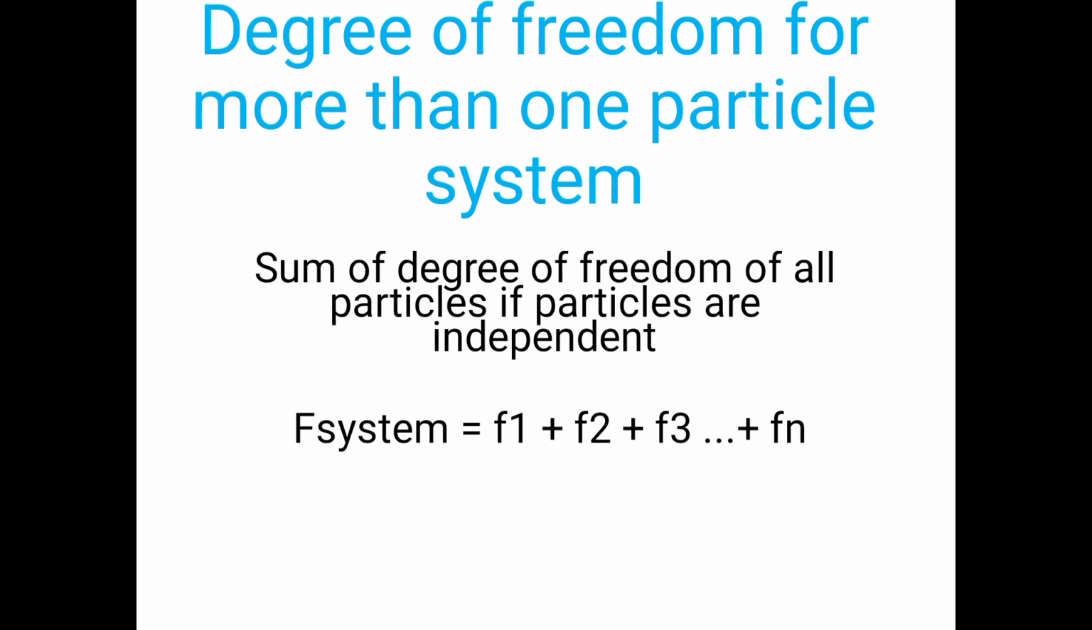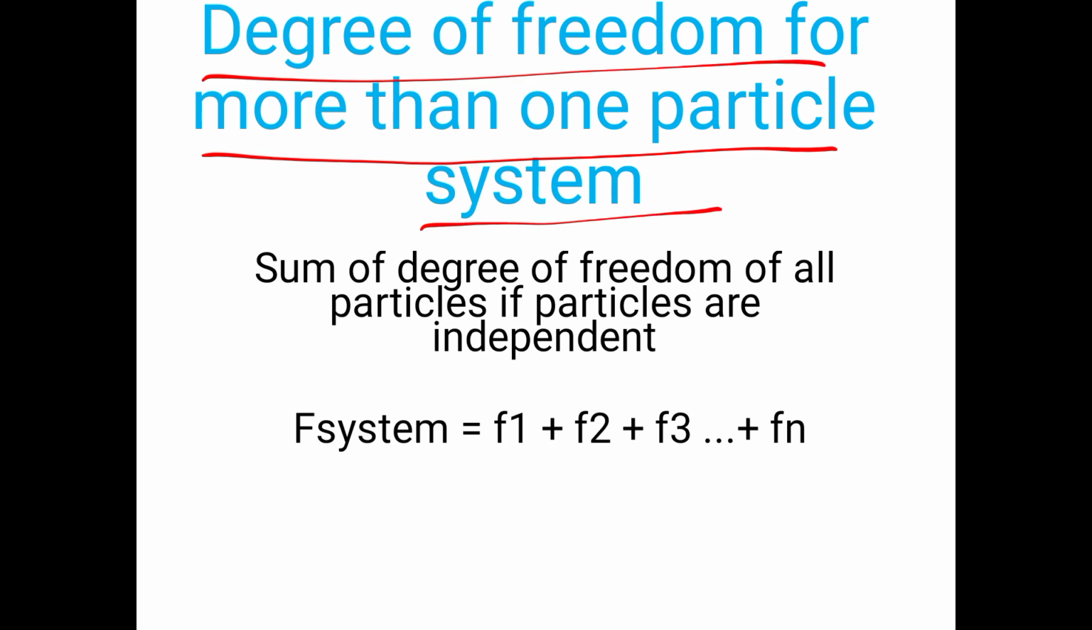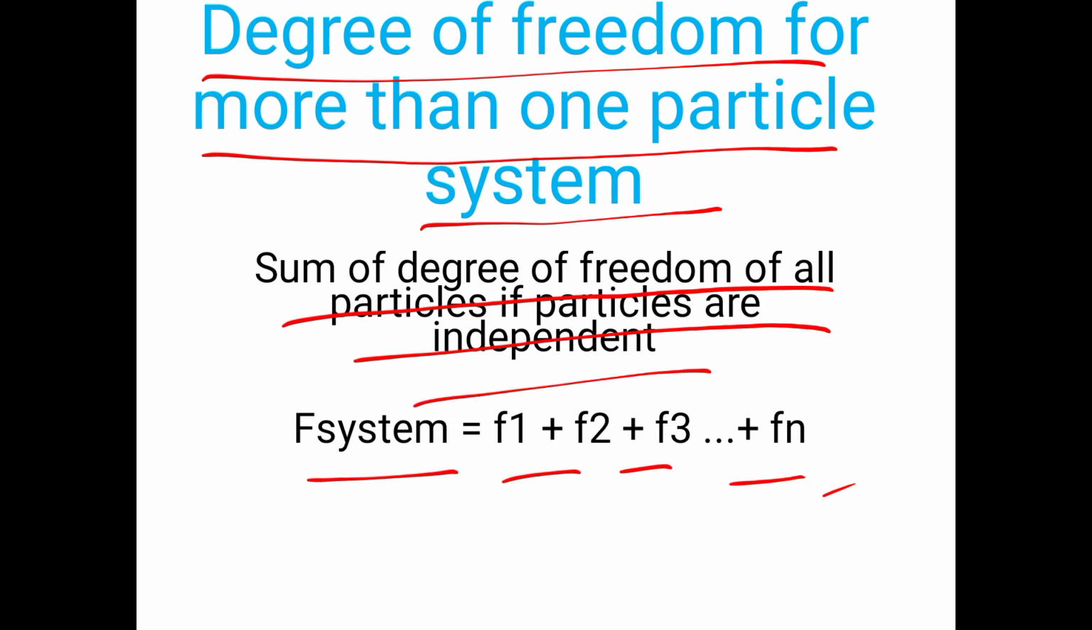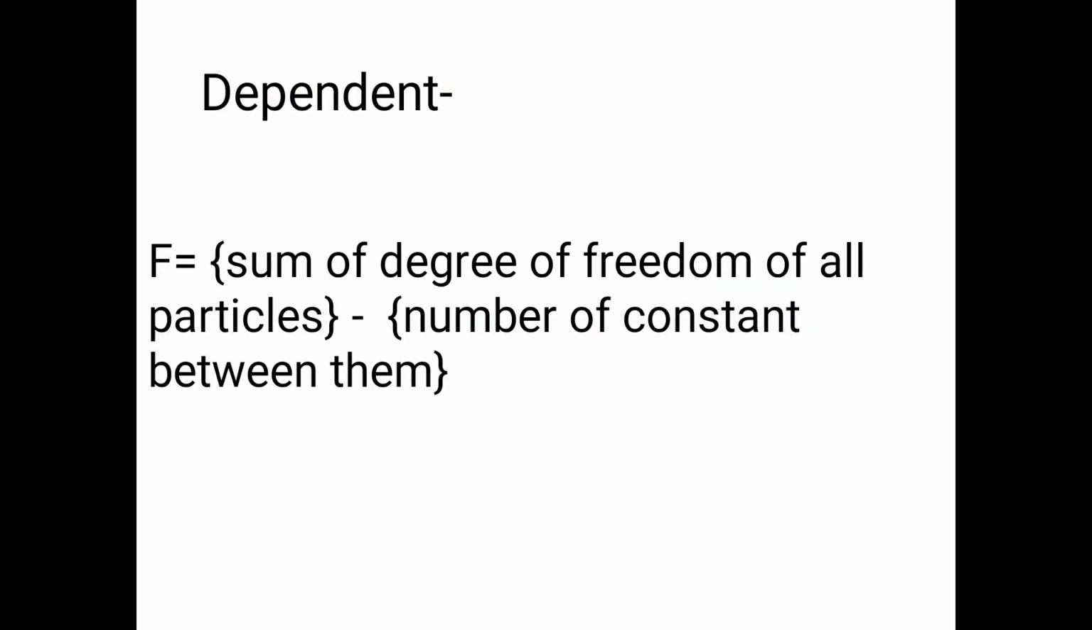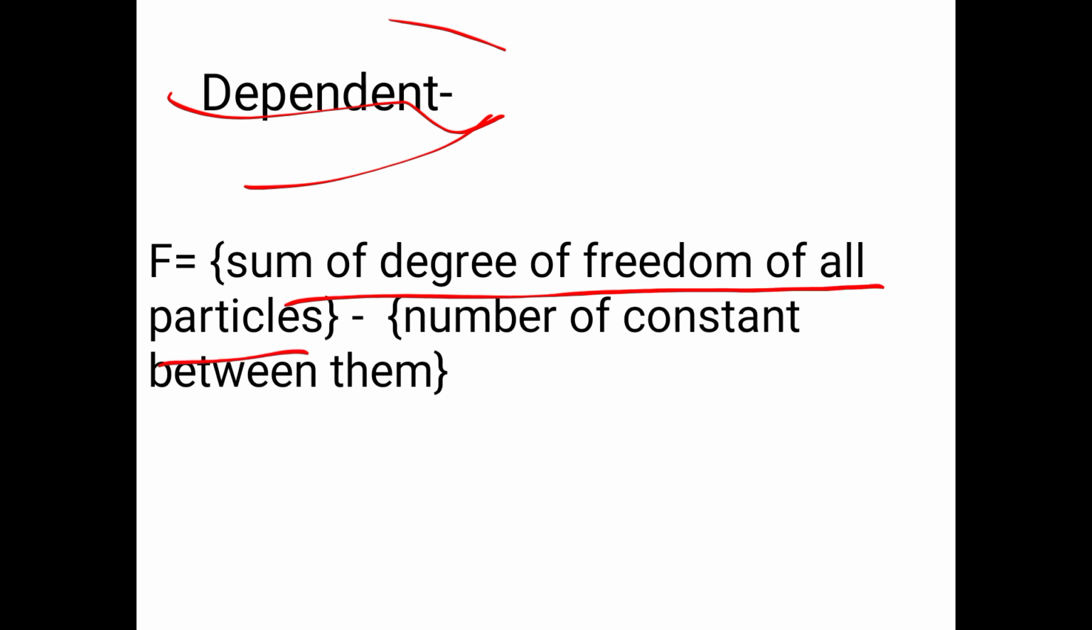Let's see degree of freedom of a more than one particle system. The degree of freedom of the system is the sum of the degrees of freedom of all particles, F = f1 + f2 + f3 + ... + fn. We will see an example. When there are dependent coordinates, then it is the sum of the degrees of freedom of all particles minus the number of constraints between them.